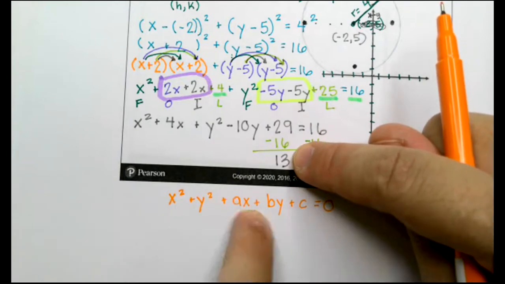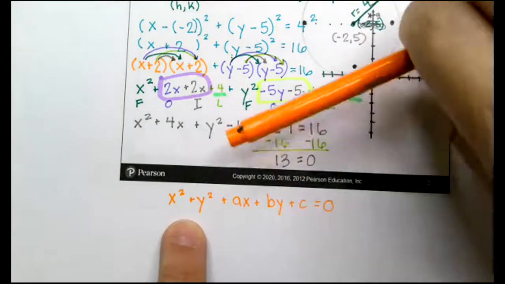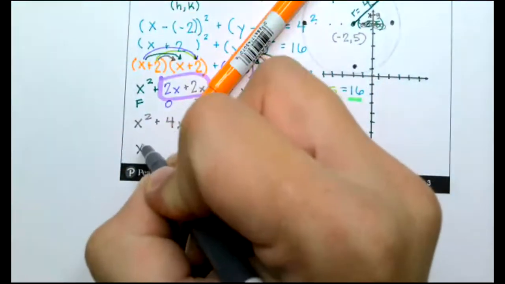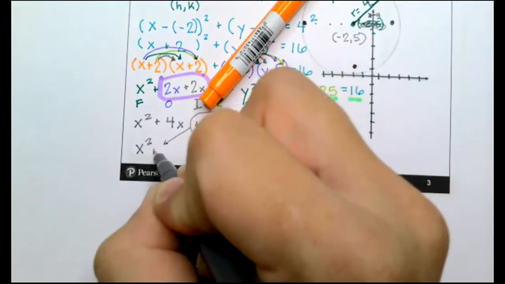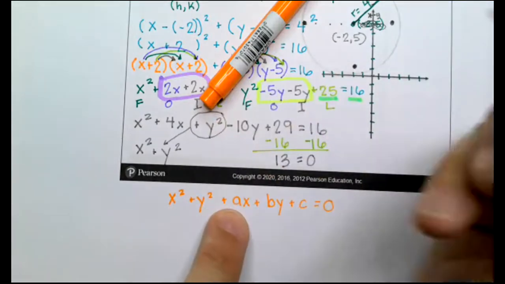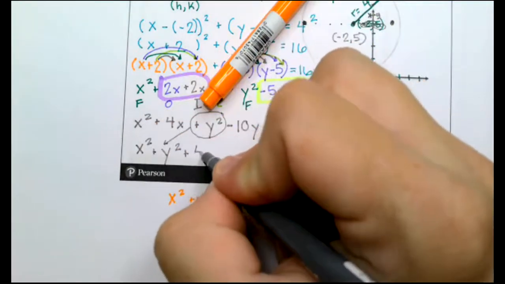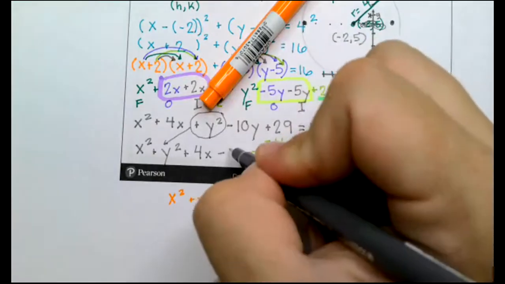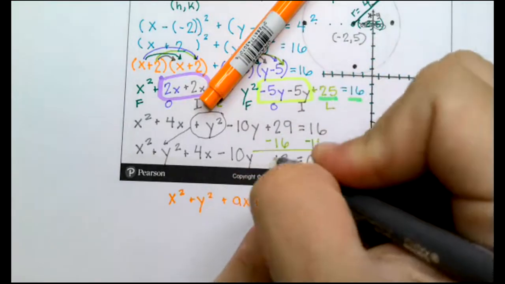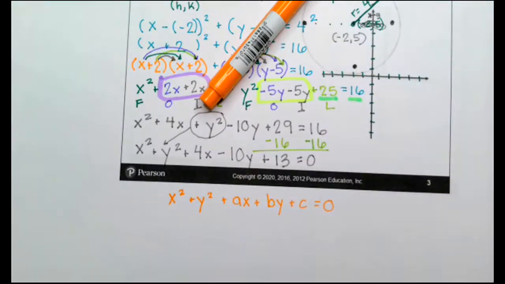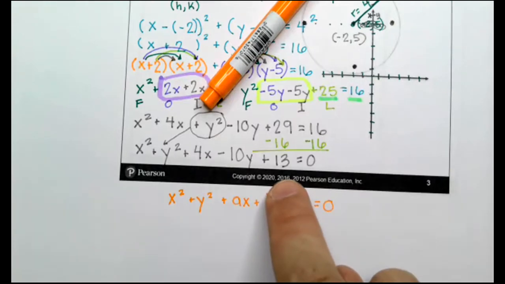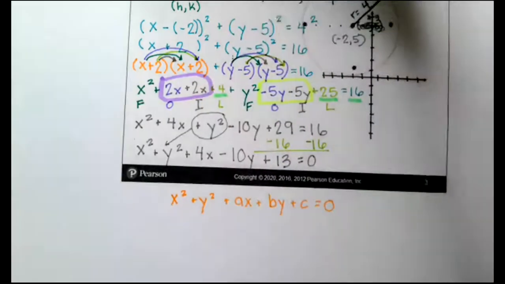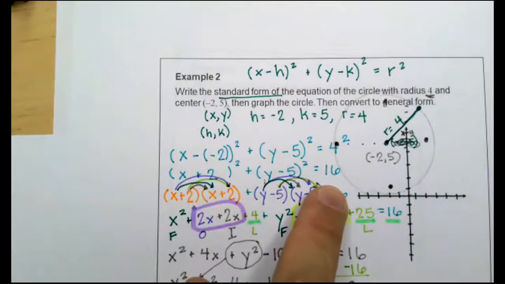But I want to put these in order, okay? So I'll put the x squared first. And then I see a positive y squared, so I'm going to put that here. Ax was the 4x, it's a positive 4x. And then by was the negative 10y. And it was a positive 13, so plus 13. So I just want to put it in the same order as they had it here. Okay. So we have graphed it. We have a general form and we have a standard form way up here.